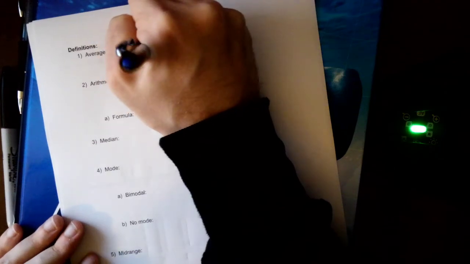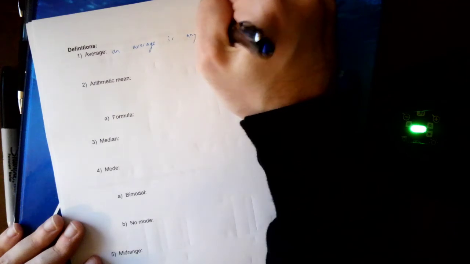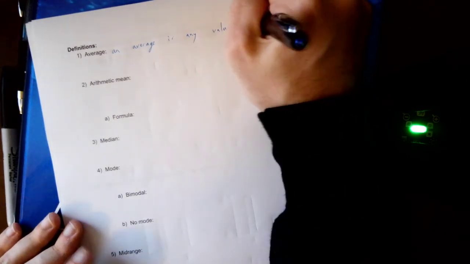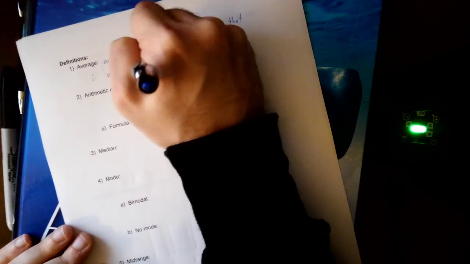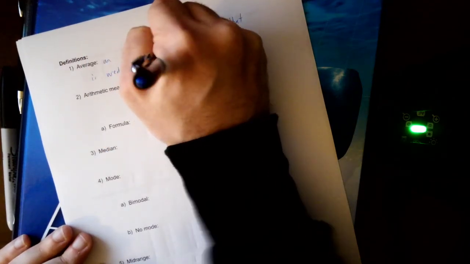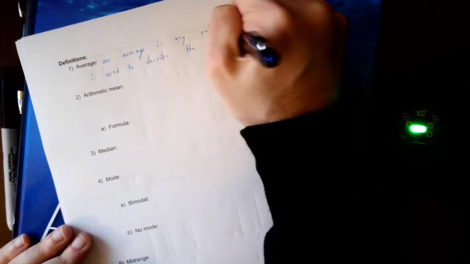So we're going to have a few different definitions here. It's a healthy page full of definitions. The first is going to be an average. In statistics, an average is any value that is used to describe, and I'm going to put quotation marks around it, the center of the data.